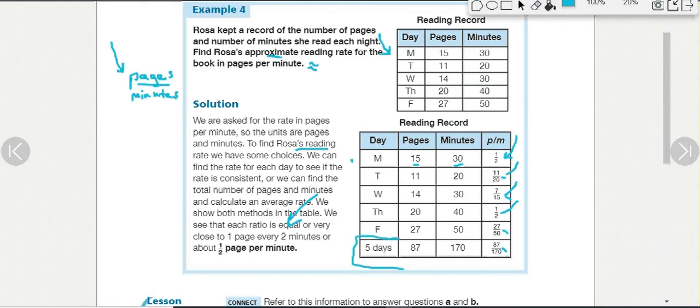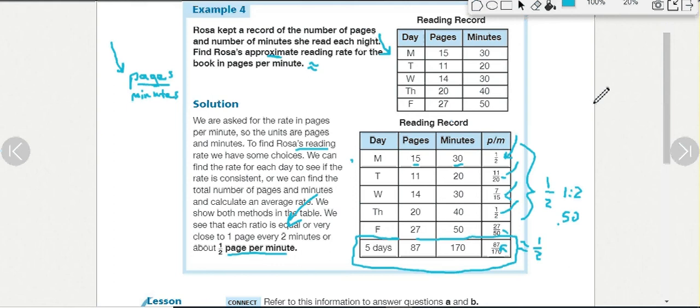This is where they add them all up and put it over total number of minutes. And they find 87 over 170. That's approximately 1/2. Or you could have just looked at all of this and said, you know what, we're pretty close to a 1-to-2 ratio here. Either that way, you could show it like that, or even like that. And don't forget your label.